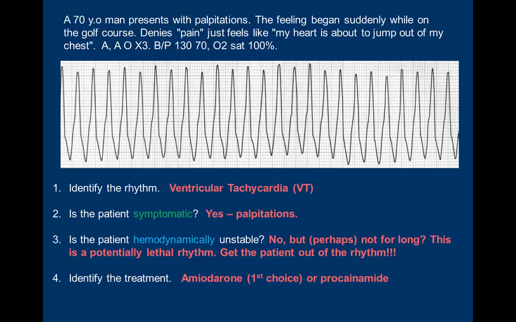When we look at this rhythm, we can see that this is ventricular tachycardia. This is a very wide, complex rhythm, but it's very regular. The patient is symptomatic. He has palpitations. And when you ask yourself, is the patient hemodynamically unstable? You say, no, he's not. I mean, his blood pressure is good. He's awake and alert.